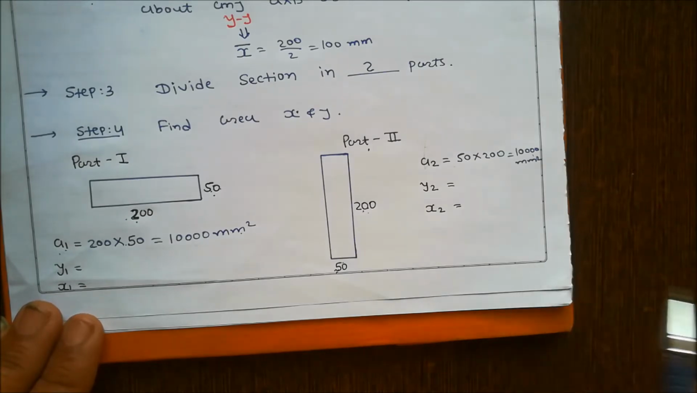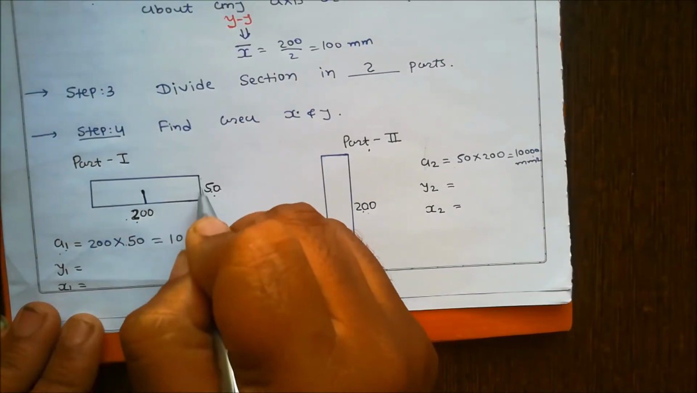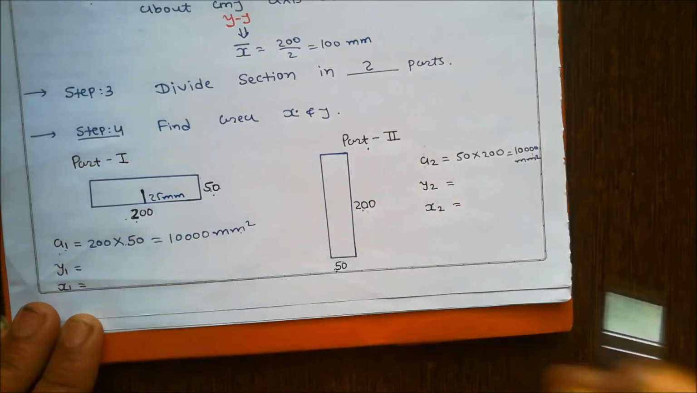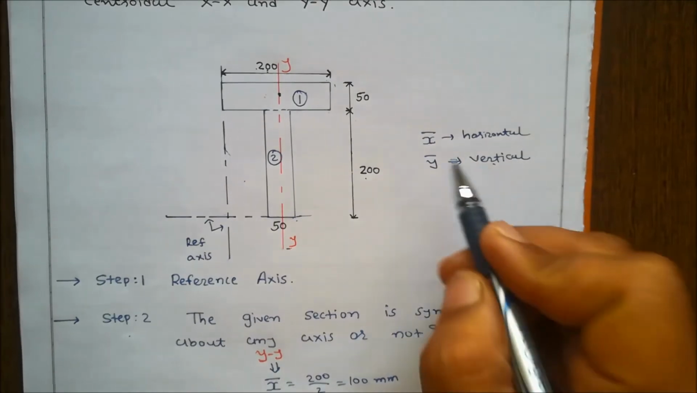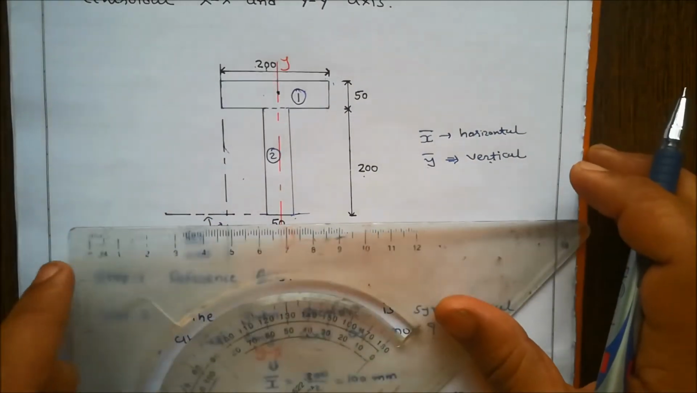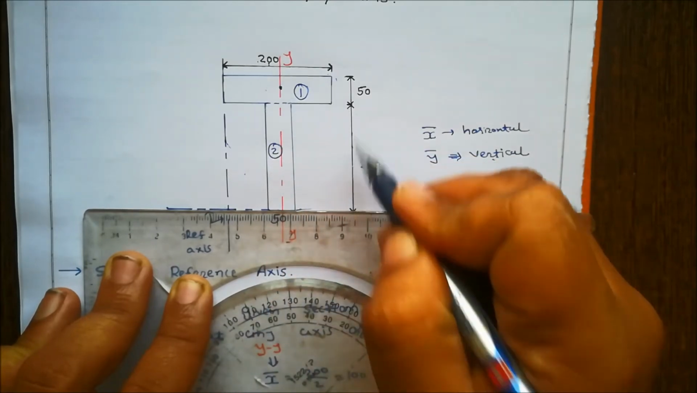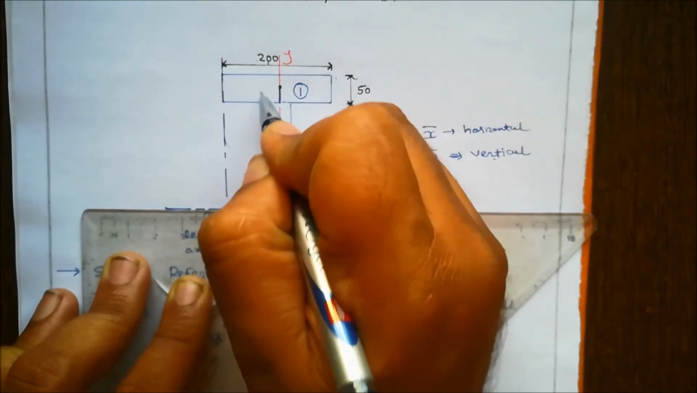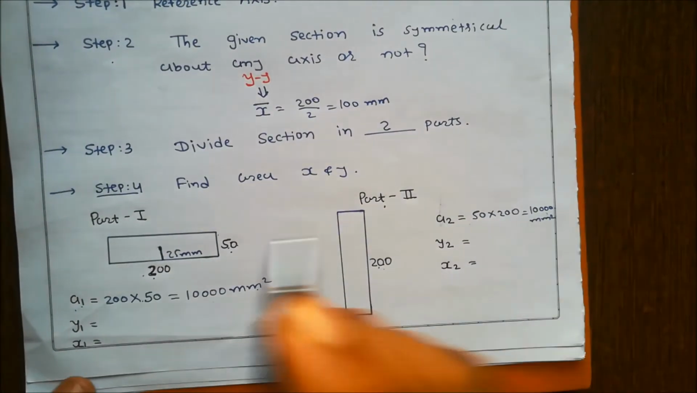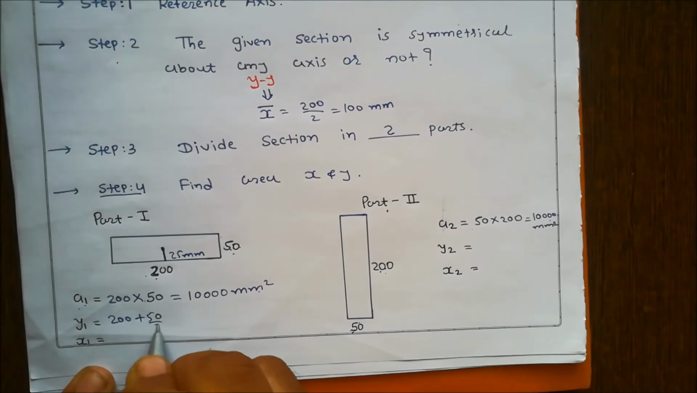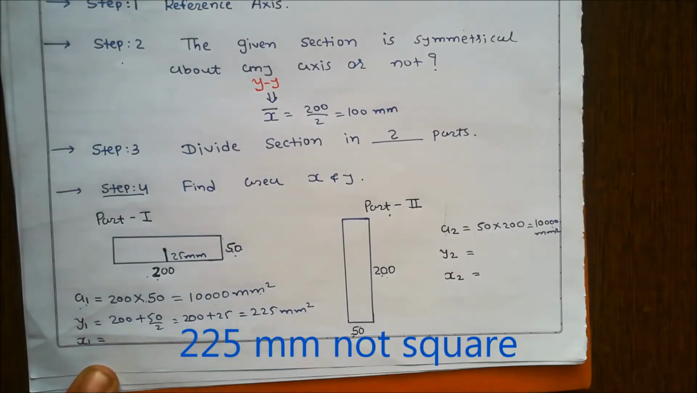So we know that the center of gravity for a rectangular section is at its middle. So y1 is equal to, if the vertical distance is 50, then y1 is equal to 25 mm. But we find this center of gravity from the reference axis. So for finding y bar, you always see the vertical distance from the reference axis. We already know that the center of gravity is at its middle, but from the reference axis, this vertical distance is 200 plus 50 by 2, because the center of gravity is at its middle. So 50 by 2, that is 25 mm. So y1 is equal to 200 plus 50 divided by 2. So 200 plus 25 is equal to 225 mm.